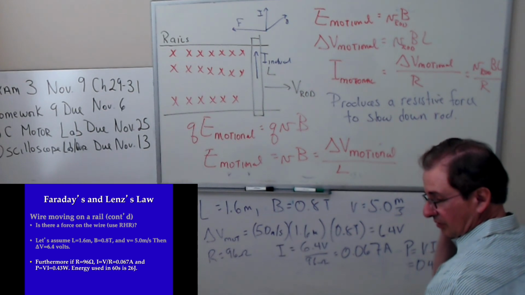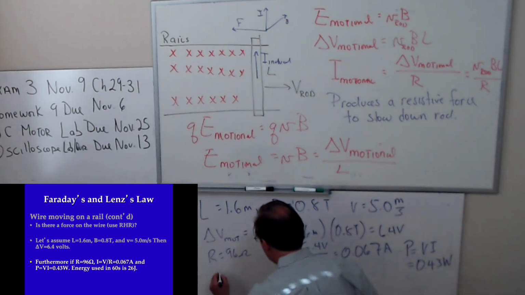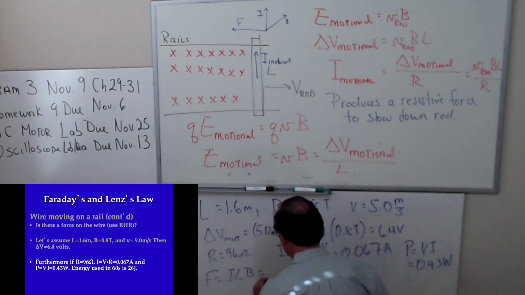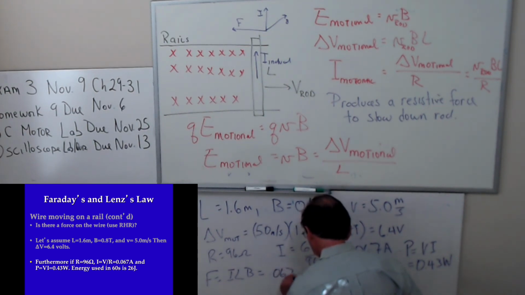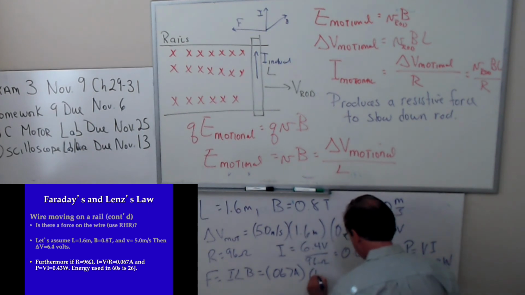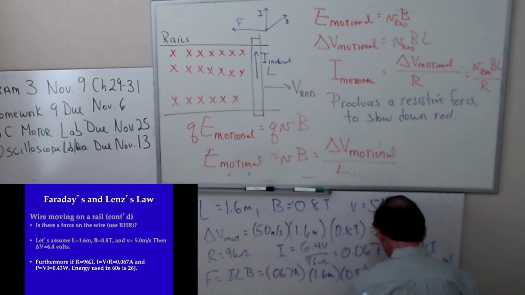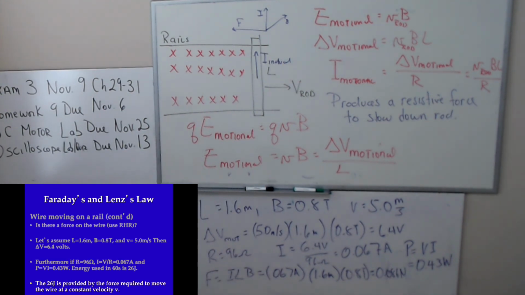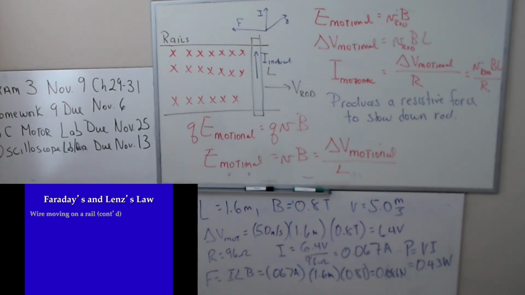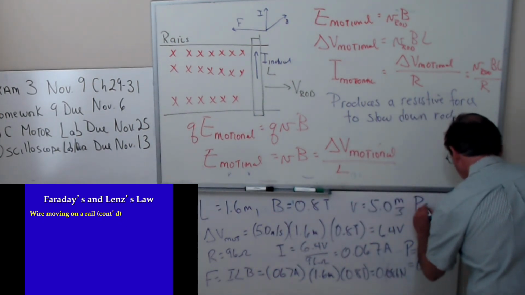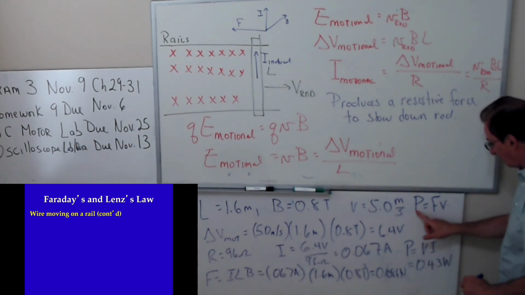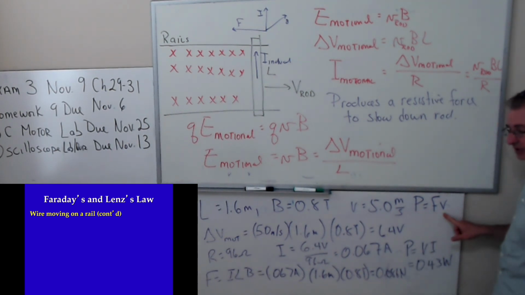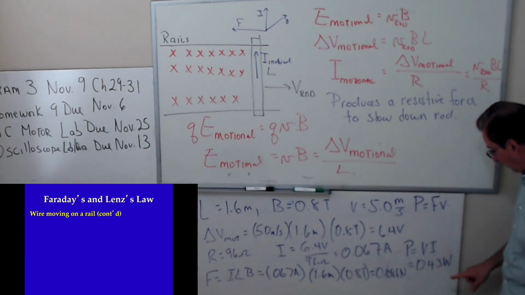So how do I find the force? Well, the force is just going to be obtained from ILB. 0.067 amps, 1.6 meters, 0.8 Tesla, and that gives you 0.086 newtons. Okay. We can also calculate it from the fact that power is force times velocity. You take the power of 0.43 watts and divide it by the velocity of 5 meters per second, and you will still get the 0.086 newtons.